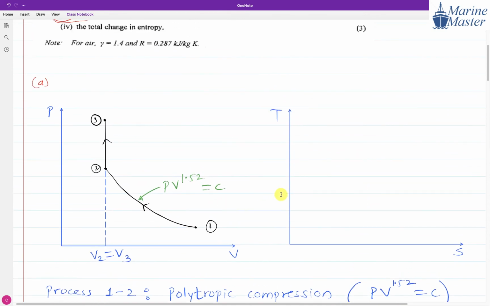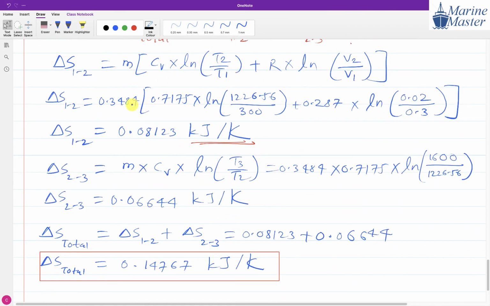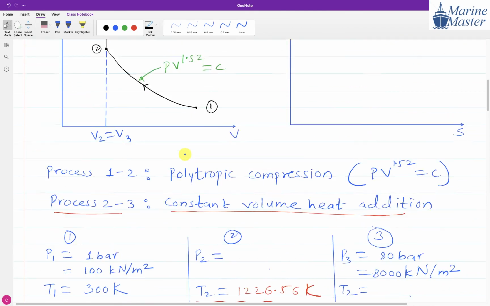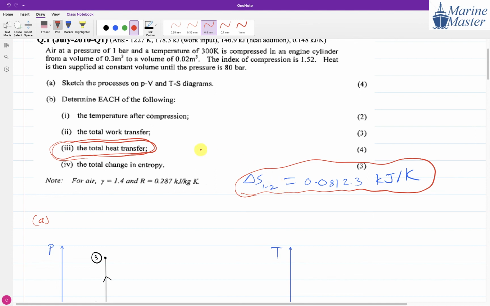See process 1 to 2, guys. How much delta S 1 to 2 did we get? We got 0.08123. Is it a positive value or negative value? It is a positive value. So delta S 1 to 2 is a positive value.